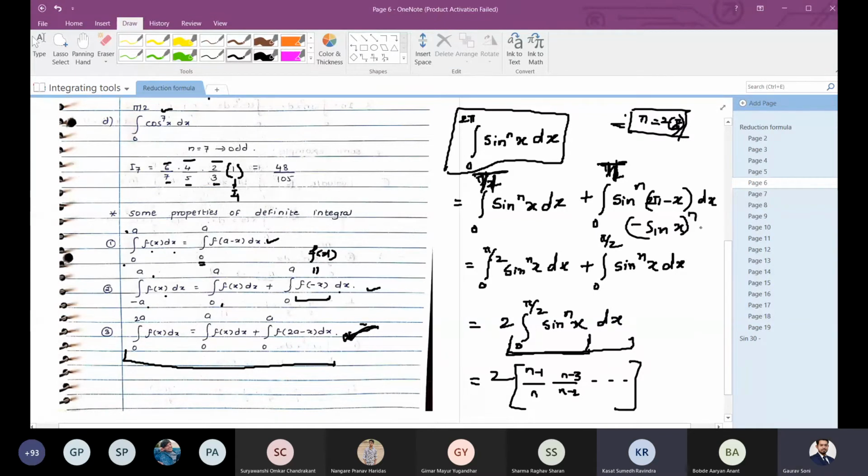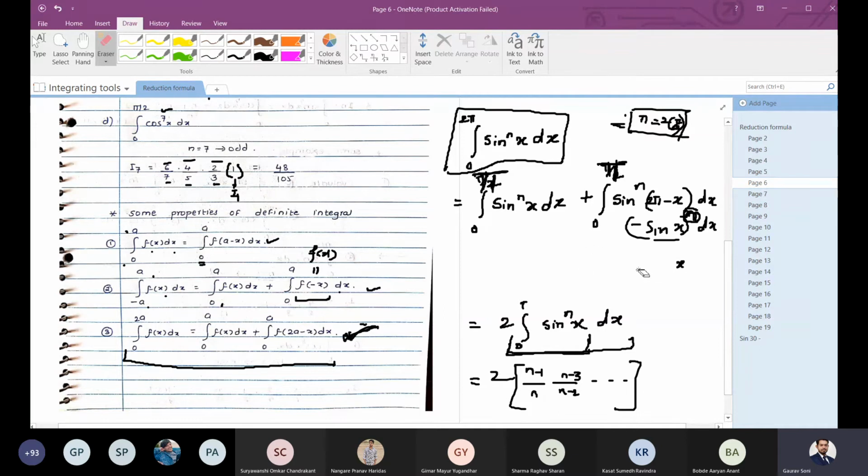Sine raised to n dx. What about this n? Things depend on this n: minus sine x raised to n. So if n is odd, then both will cancel out each other and the answer will become 0, right? Yes. If n is even, then you will get 2 times 0 to pi sine raised to n of x. This is what you will get.